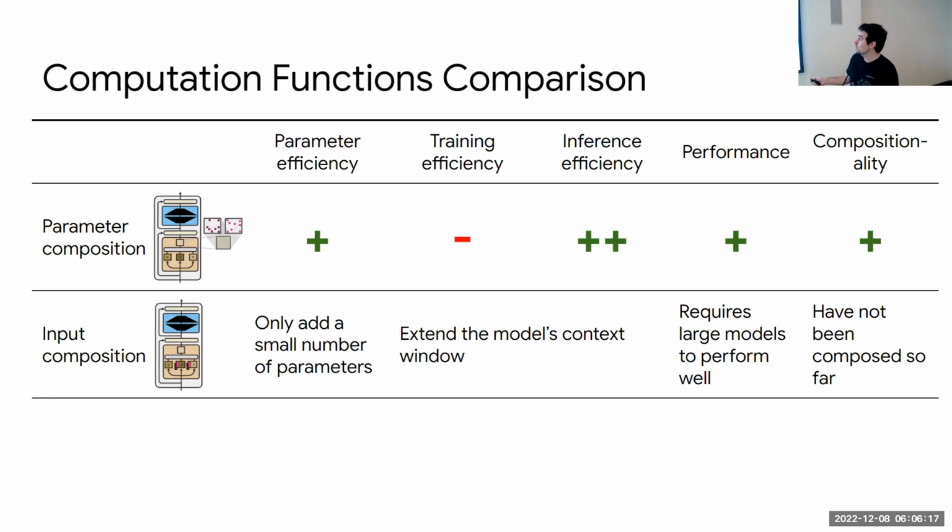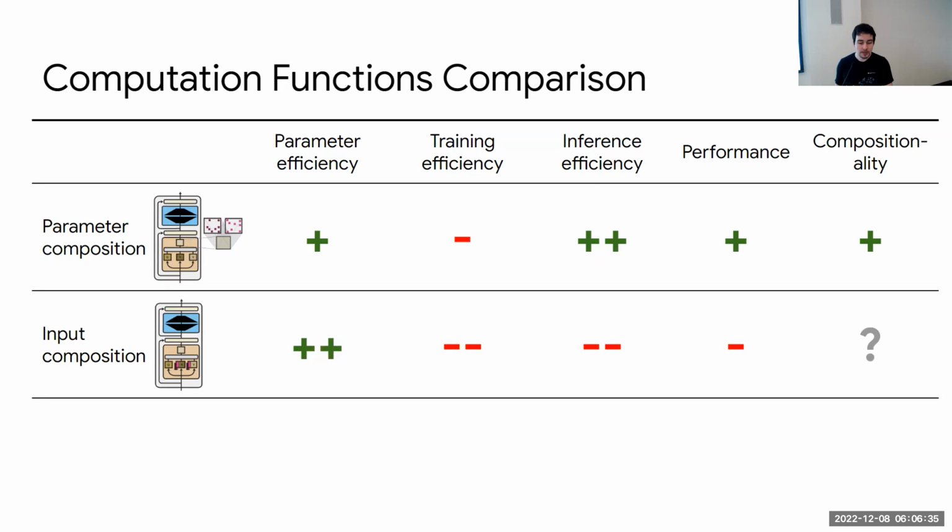For performance, as I mentioned, standard prompt tuning requires comparatively large models to perform well. And at least so far, and I think this is something that has actually changed recently, there's not been very much work on actually composing these different prompts in practice. So in terms of parameter efficiency, I think they're one of the most efficient methods, but they are more inefficient both during training and inference, and also slightly worse performing at smaller model sizes.